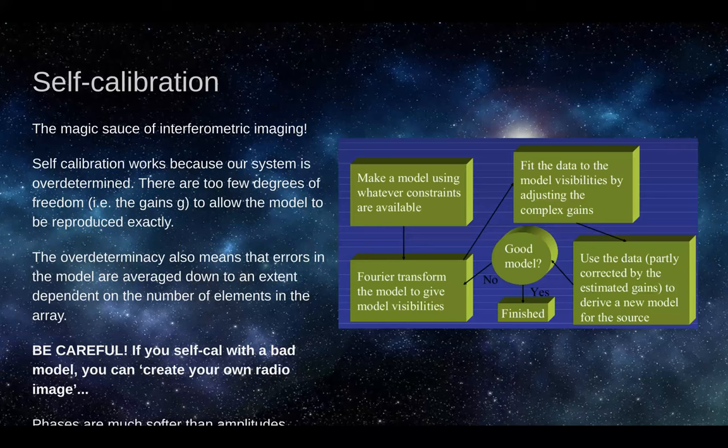So self-cal is the other magic source of interferometric imaging. Self-cal works because our system is actually a little bit overdetermined. There are fewer degrees of freedom than there are parameters in the model that we need to reduce. So you make a model using whatever constraints are available. You Fourier transform it to give you the model visibilities. Then you fit the data to the model visibilities, which gives you the complex gains. Basically, you ask, is the model good? If not, you do it again. You make a new model using clean, come back, then you self-cal, Fourier transform it to the model visibilities, and then you go back and forth like this. You might have seen that when I was making the image look better, I used clean, self-cal, clean. That's because I was making a clean model, then I would self-calibrate it, and then I'd clean it.